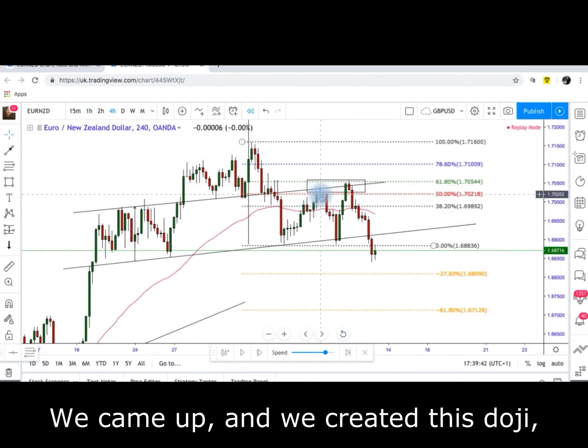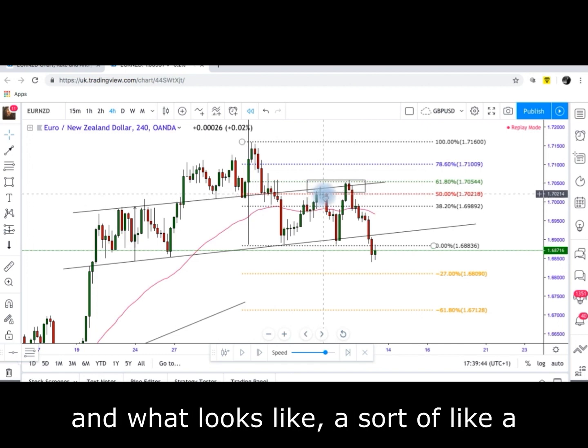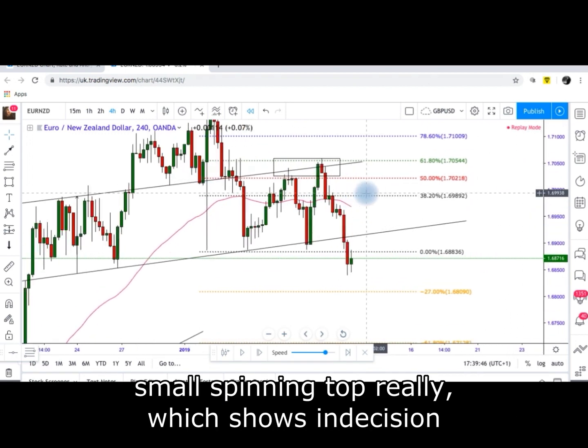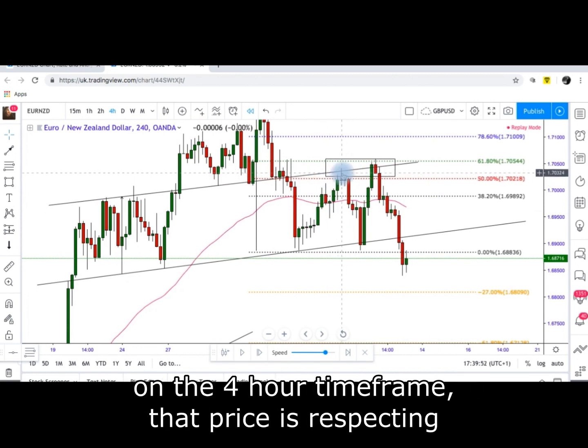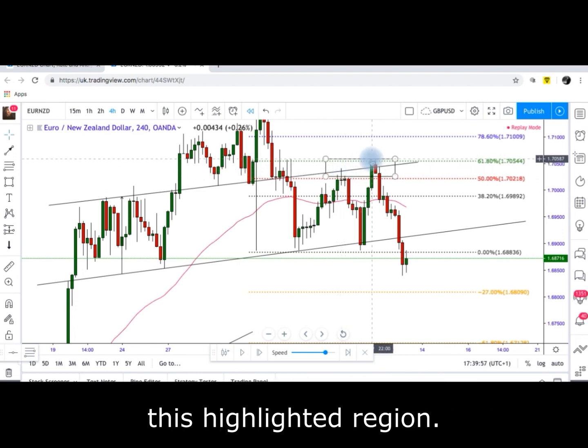this scenario. We came up and we created this doji and what looks like a sort of small spinning top really, which shows indecision and a slowdown in momentum, which proves to us really on the 4 hour time frame that price is respecting where we thought it would respect, this highlighted region.